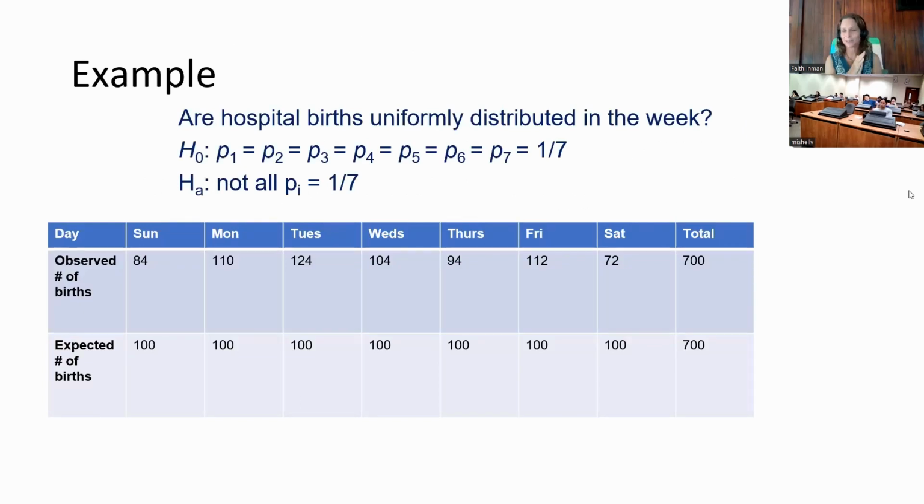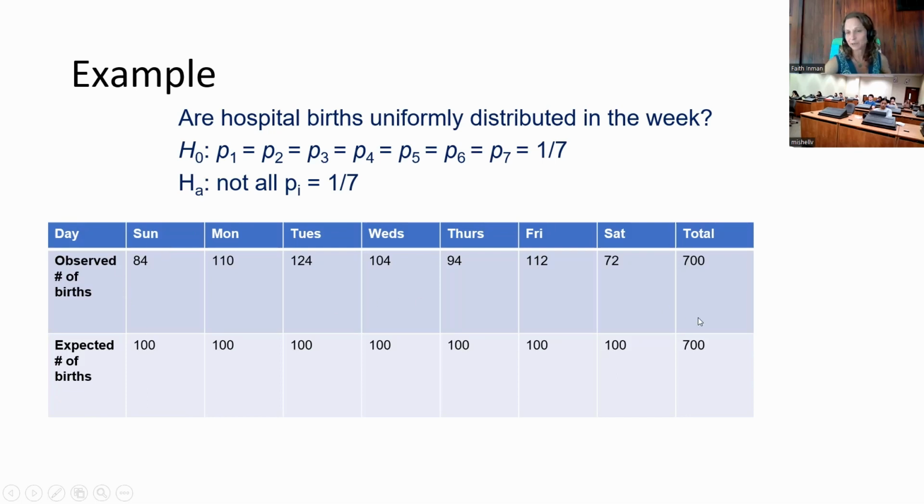Working out this example a little bit more of the hospital births. Our question is, are hospital births uniformly distributed in the week? Our null hypothesis here is that the probability of day 1 is equal to the probability of day 2. All the probabilities should be equal to each other, equal to 1/7. The alternative hypothesis is that they are not all equal to 1/7. Something's different. One of these things is not like the other.